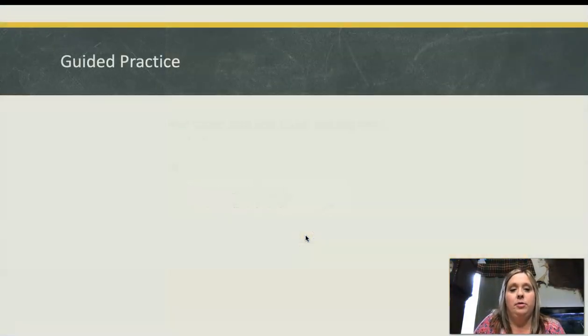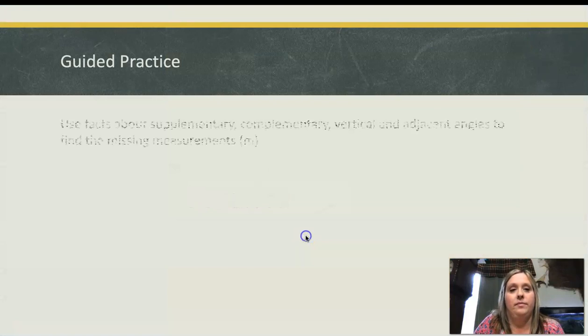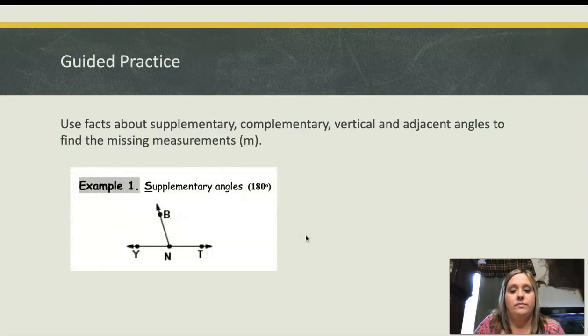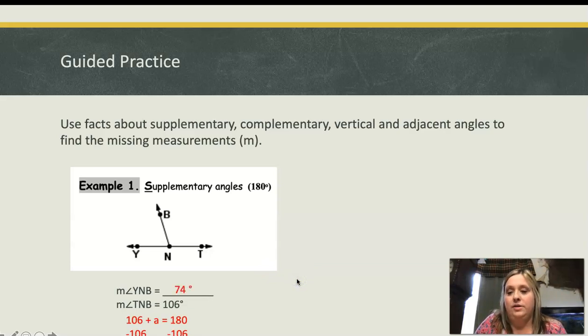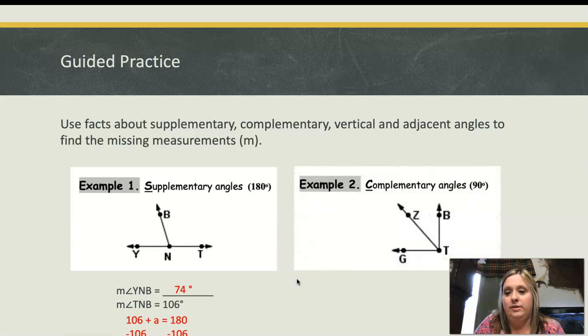So now we're going to do some practice. Don't try to use a protractor to measure these because they're not to scale. If we know that TNB is 106 degrees, what is YNB? So we're going to do our subtraction, and we get 74. I'm going to let you guys try some here in just a minute.